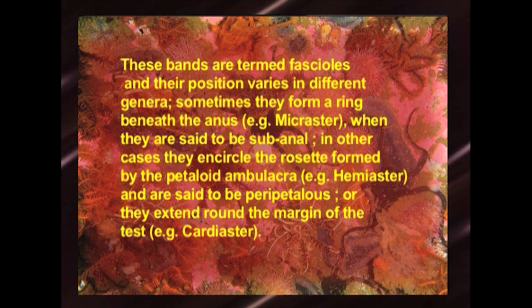Sometimes they form a ring beneath the anus, for example in Micraster, when they are said to be subanal. In other cases, they encircle the rosette formed by petaloid ambulacra, for example in Hemiaster, and are said to be peripetalous, or they extend around the margin of the test, for example in Cardiaster.